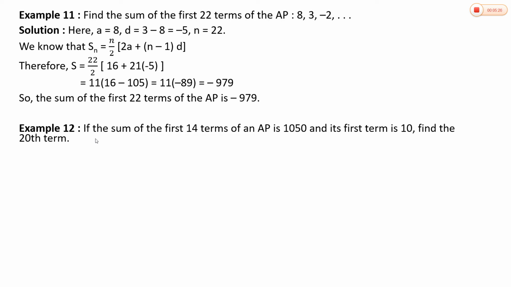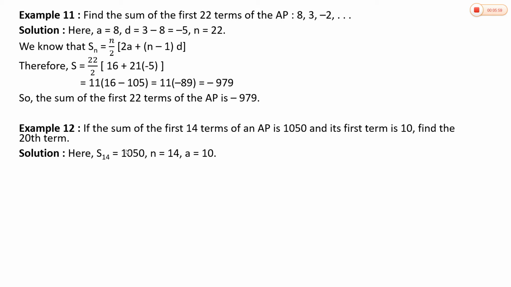We will see the next example. If the sum of the first 14 terms of an AP is 1050 and its first term is 10, find the 20th term. In the question it is given that the sum of the first 14 terms of an AP is 1050. That means S14 is equal to 1050 and the first term a is 10. You have to find the 20th term. We will see the solution.